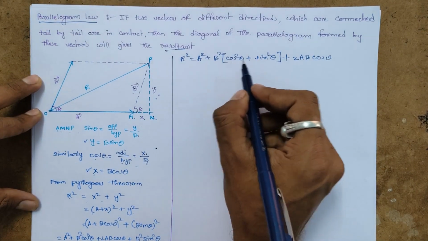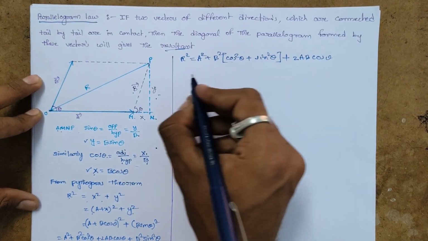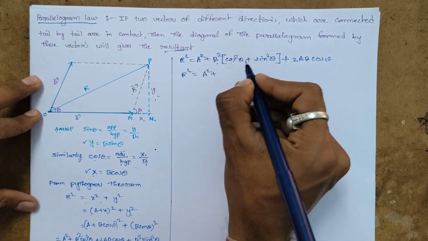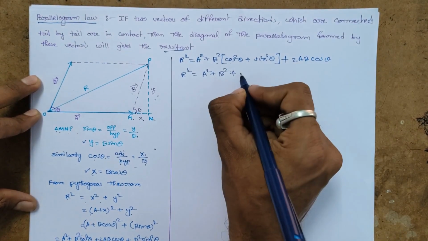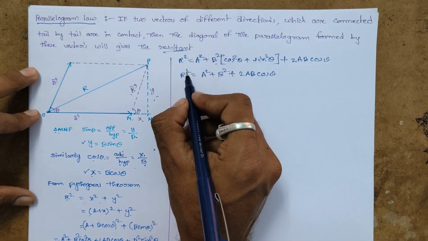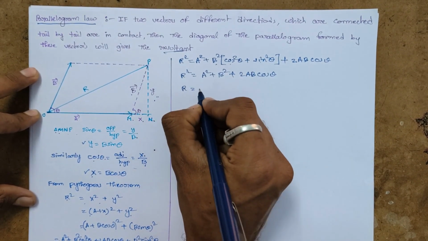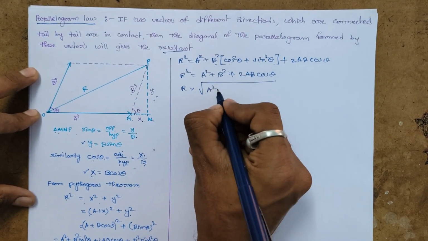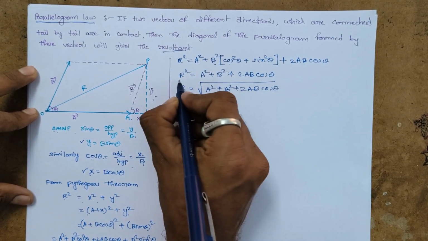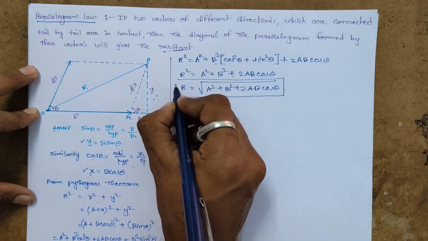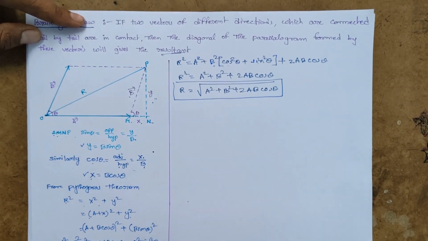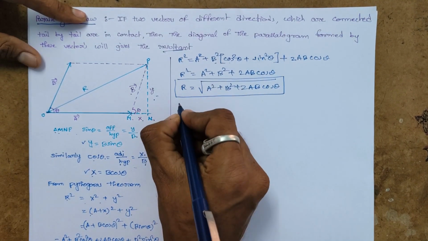Okay. So we know cos square theta plus sin square theta value is 1. So r square is equal to a square plus b square into 1, means b square, plus 2ab cos theta. Now bring this square term to the right side. Therefore r is equal to under root a square plus b square plus 2ab cos theta. So this is the resultant of the given two vectors. Here two special cases will be there, so we'll discuss those two cases also.